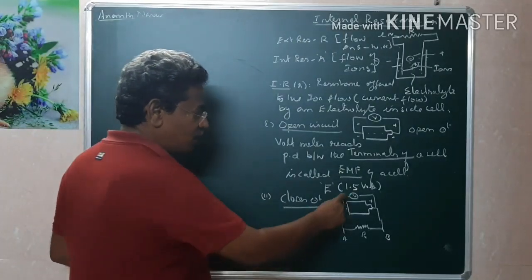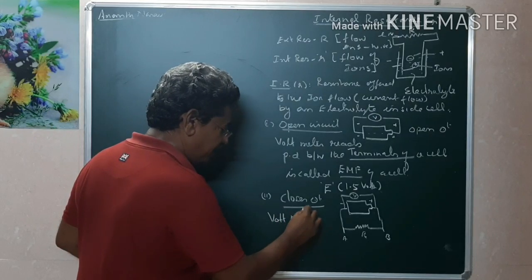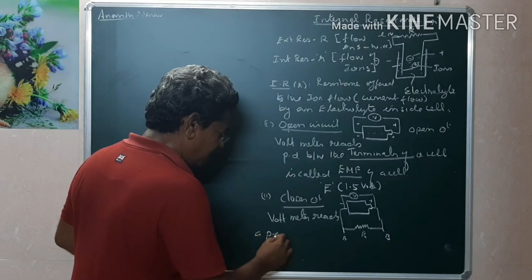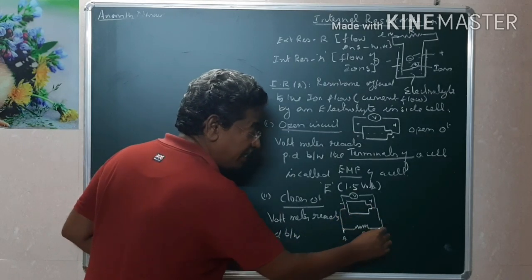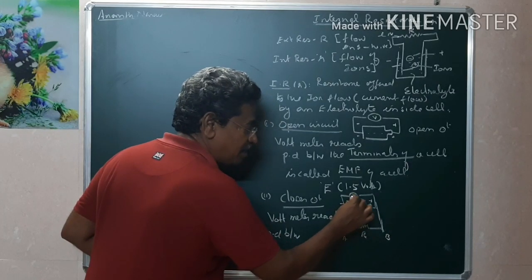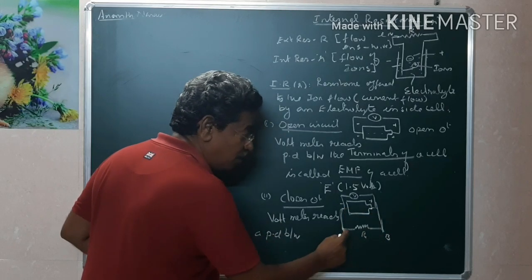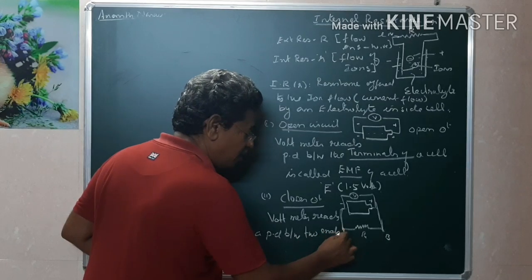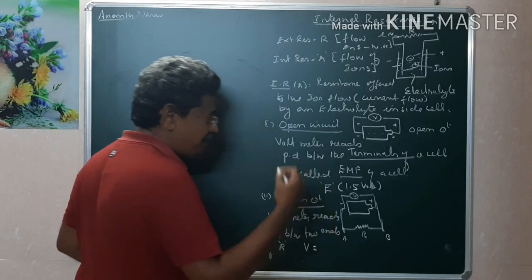Therefore, in a closed circuit, the voltmeter reads a potential difference not between the two terminals, but between the two external ends of the resistance. This potential alone will be measured by the voltmeter, not the other one. Therefore, this is called the potential difference between the two ends of the resistance, not the two terminals. Two ends of R, and this is given as V.